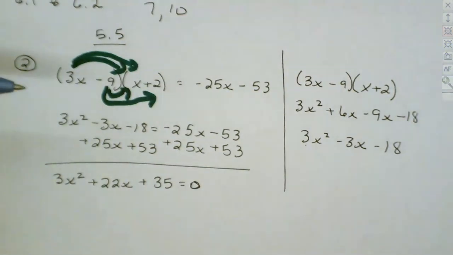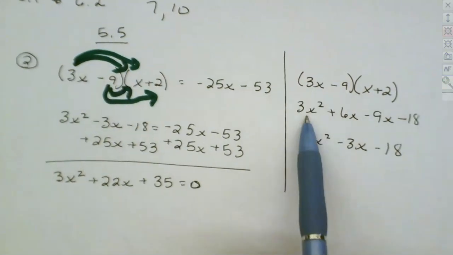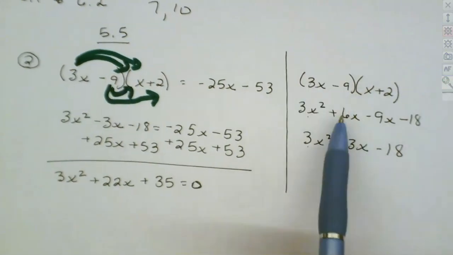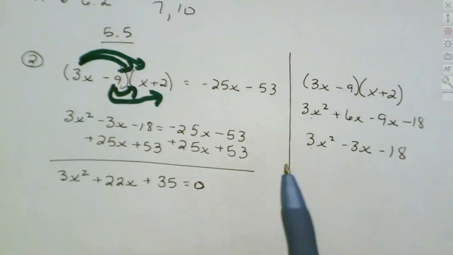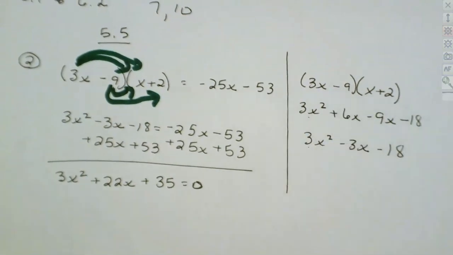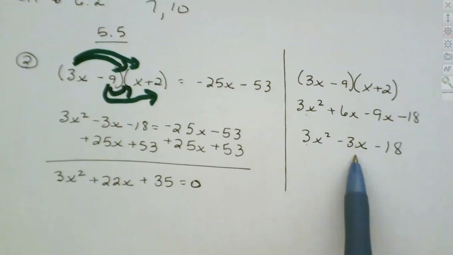And let's just take a moment to double check. You always want to make sure that everything looks right before you go on further. So we wrote it out. Okay, we FOILed. That's 3x squared. It's a positive 6x. That's a minus 9x. Minus 18. Combine those together. That gave you a minus 3x.